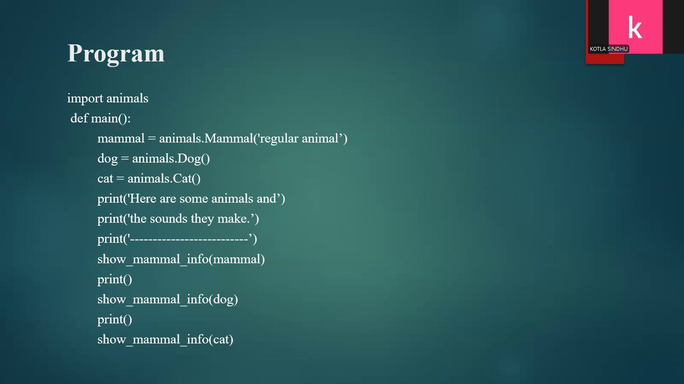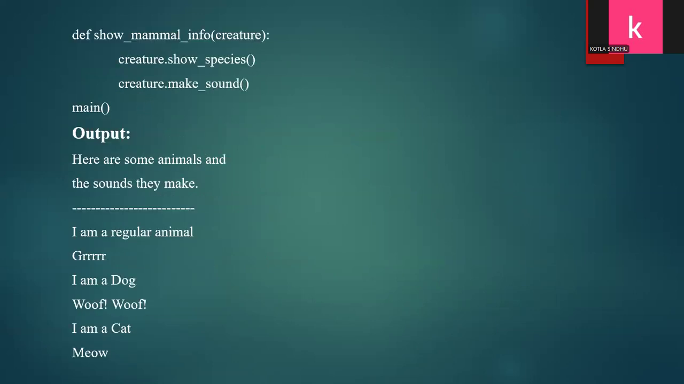Here we have an example program. First, import animals. Next, def main: mammal equals animals.Mammal, a regular animal. Next, dog is equal to animals.Dog. Cat is equal to animals.Cat. Next, print something: here are some animals. And next, show the mammal_info, then print it. Next, show the dog sound. And next, def show_mammal_info(creature). Next, we have the methods show_species and make_sound.